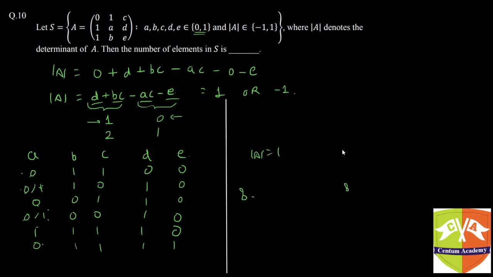Correspondingly, 8 cases will be there when determinant of A will be equal to minus 1. What you can do is just substitute D with E and B with A. If you just interchange D with E and B with A, you will get the precise matrices where determinant of A is minus 1. There will be 8 such matrices. So 8 plus 8 overall, how many such determinants are there? There are 16. Now there is a very good chance of missing some of these determinants, so you have to be very, very sure before marking your answer.